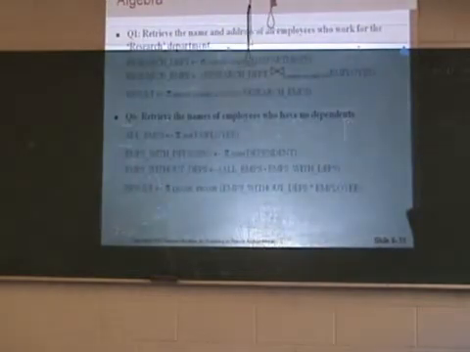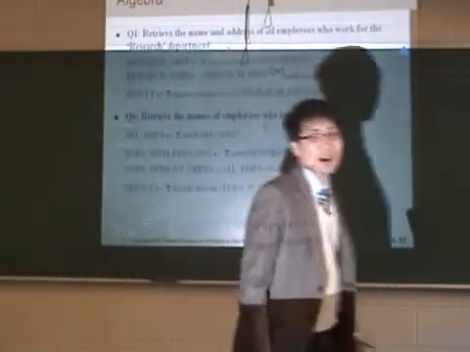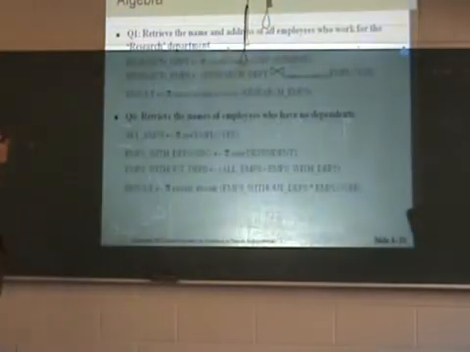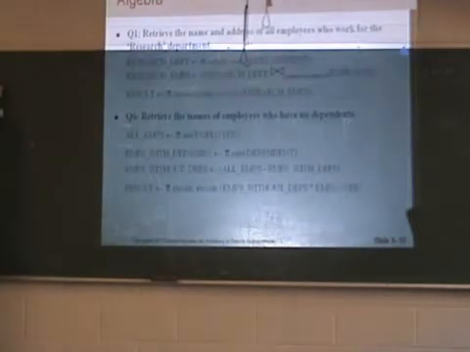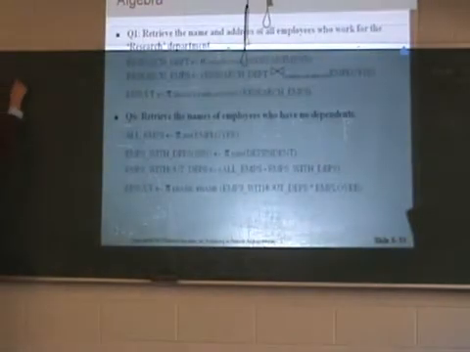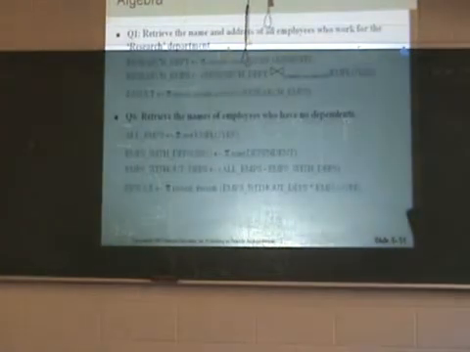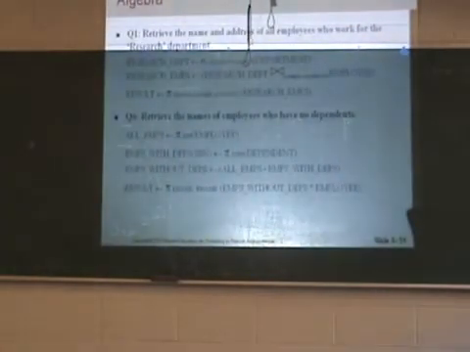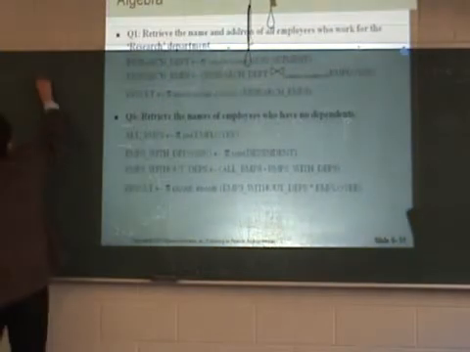At that time, first, you'd better identify which relations are needed. For example, to retrieve the name and address of an employee, you need to use what? Employee. Also, who works for the research department? Where can you get the research department information? Department. Can you find the research department from employee or others? No, only department can provide such a thing.